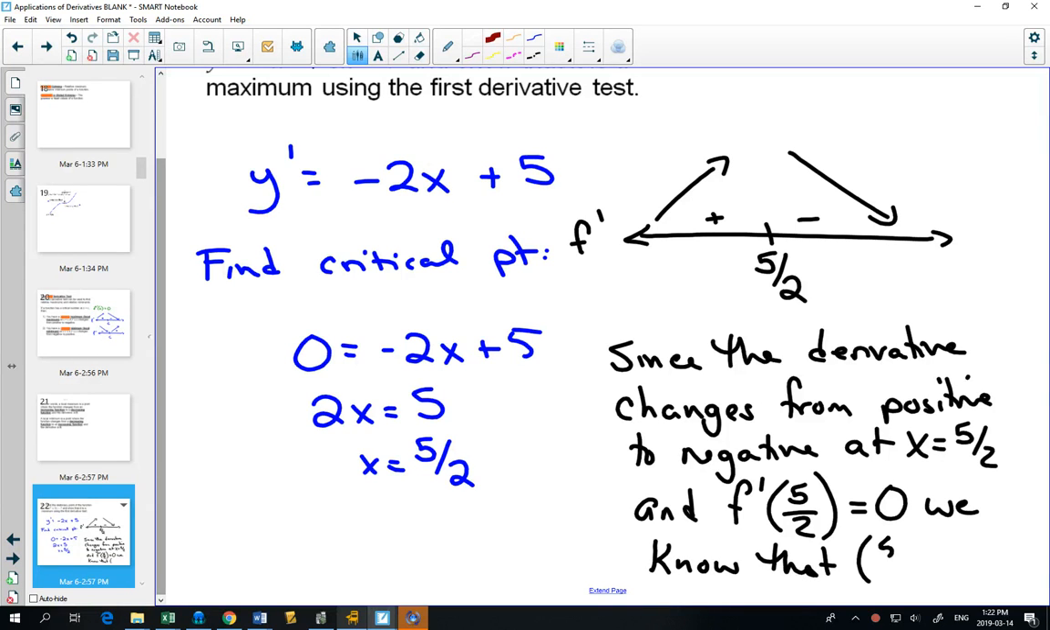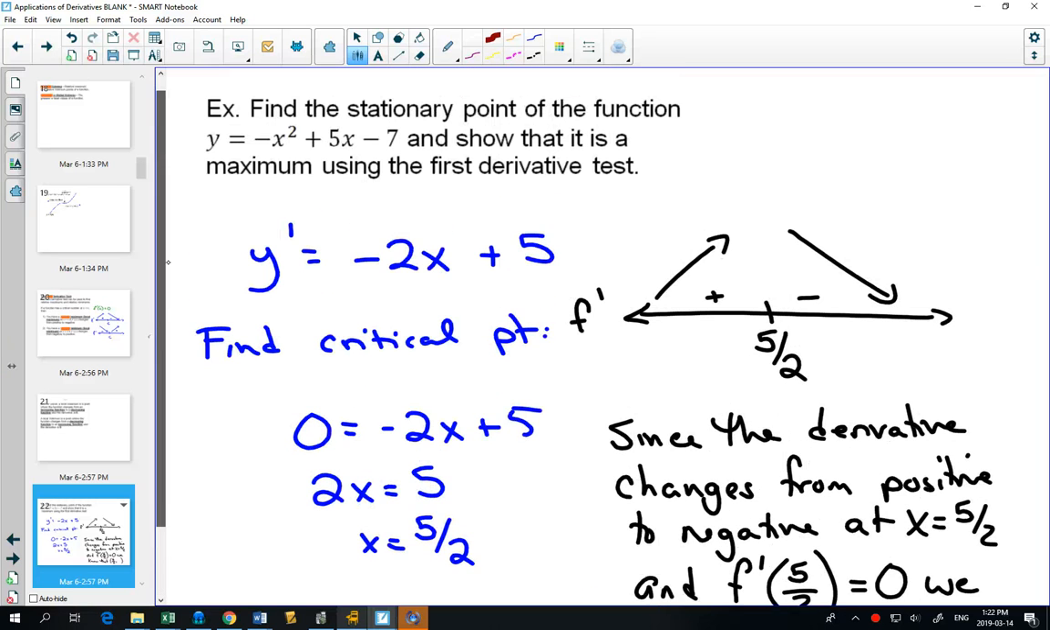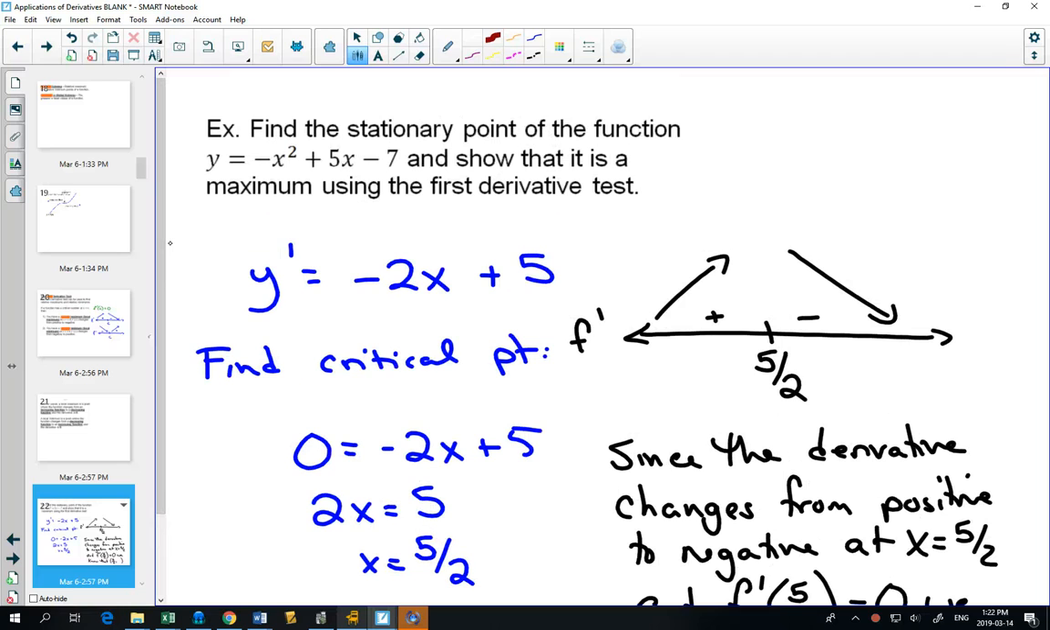We know that 5 over 2 comma, now how am I going to find the actual y coordinate on the actual graph? I would have to plug that back in to the original equation. So I would have to say, right, when x equals 5 over 2 or 2.5, got some mental math to do here.